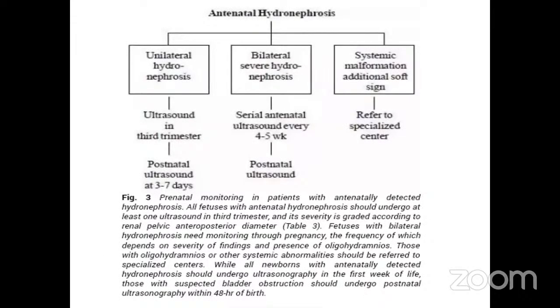So the antenatal approach. This slide depicts an approach for antenatal hydronephrosis. How frequently should we screen? Unilateral hydronephrosis: ultrasound in the third trimester and postnatal ultrasound at 3 to 7 days. Bilateral severe hydronephrosis: serial antenatal ultrasound every 4 to 5 weeks and a postnatal ultrasound. Systemic malformation: if there is a presence of a systemic malformation and additional soft sign, the mother should be referred to a specialized center to rule out malformations in other organs, for genetic analysis, as well as to rule out any syndrome.